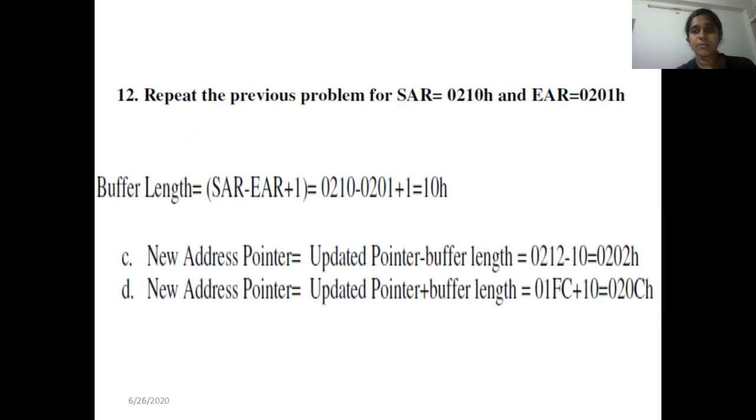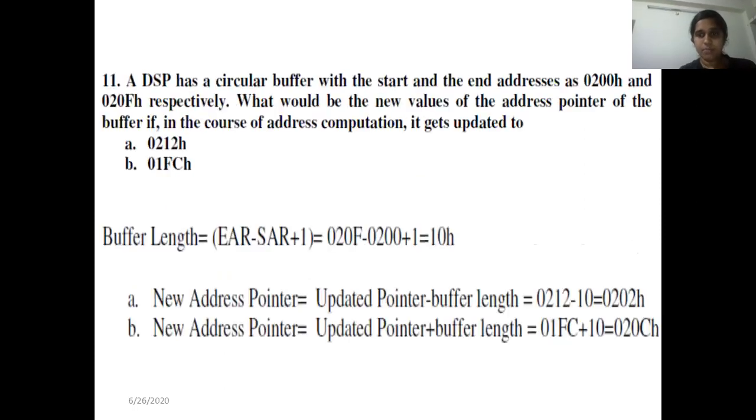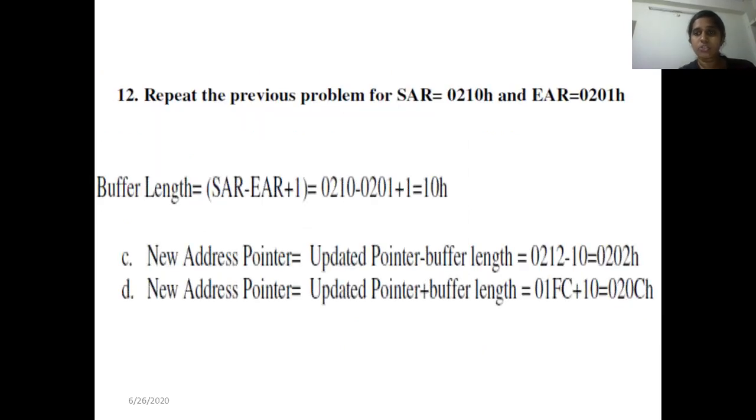And now the new address pointer formulas will remain the same, but the important point you need to observe here is that the values in both problems are the same, because in the previous problem also, if you note down, the answers are 0x02H and 0x0CH. In the same way, here also the answers will be 0x02H and 0x0CH. Note that the values in both problems are the same.